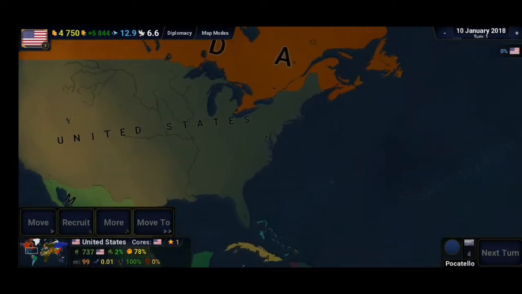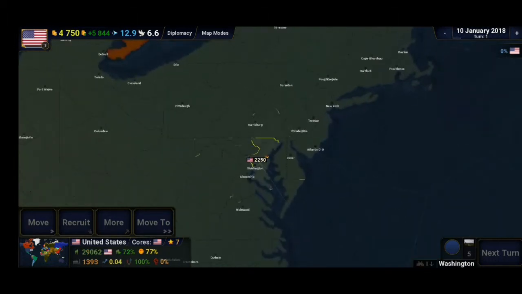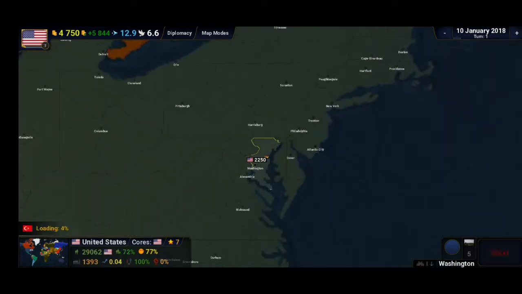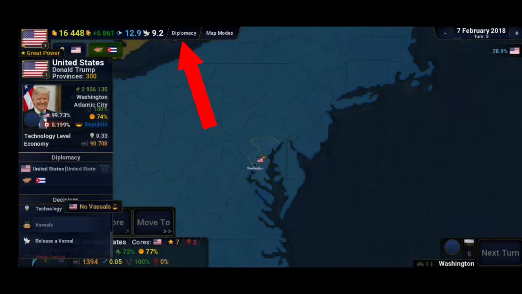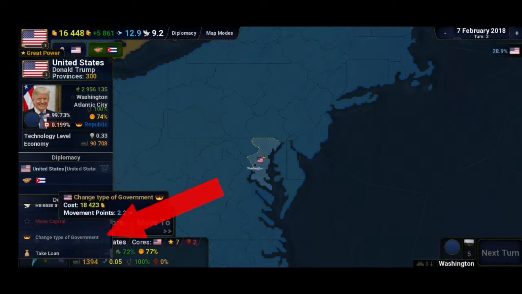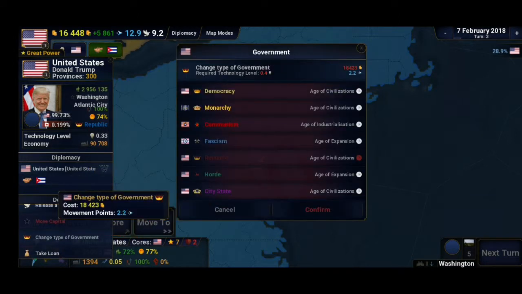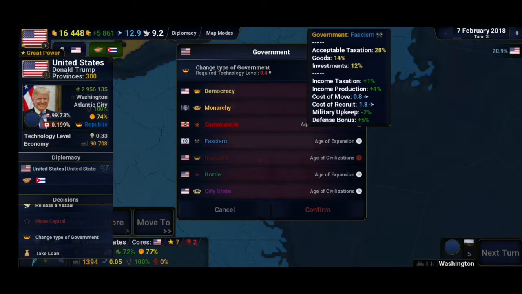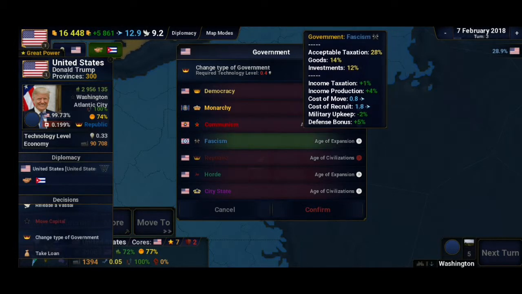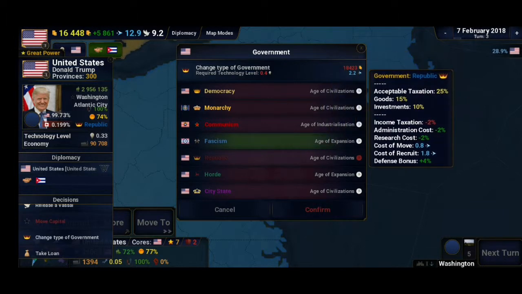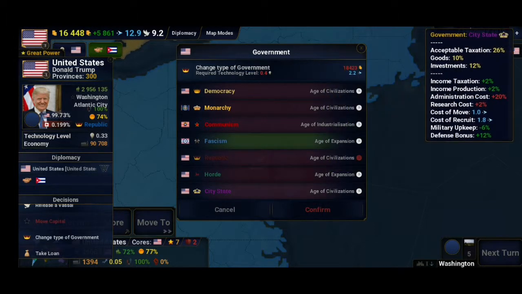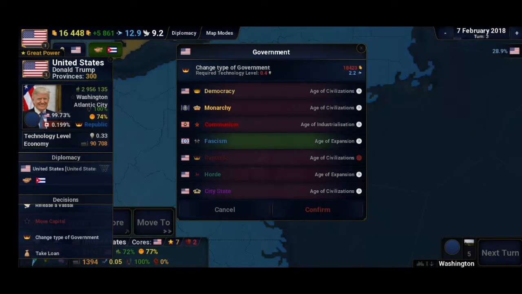Now, to the itty-bitty part, let's go to the ideologies bit. Let's skip a few turns so we get some money. So, diplomacy, you can find the ideologies here, in the diplomacy tab of your home country, and change type of government. So you can see democracy, monarchy, communism, fascism, horde, republic, and city-state. Each of them has their own individual buffs and debuffs, depending on which you choose.